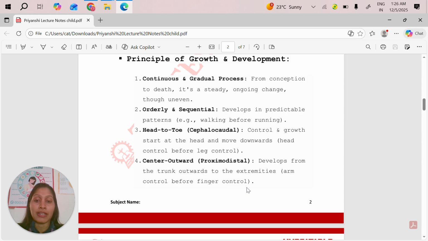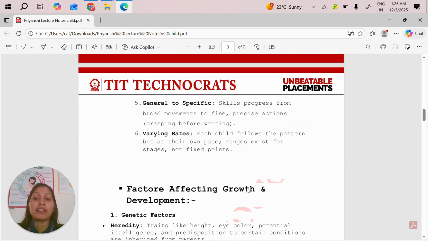And fourth is center outward, it's called proximodistal. Develops from the trunk outwards to the extremities. Arm control before finger control. Then fifth is general to specific. Skills progress from broad movements to fine, precise actions, like grasping before writing. And sixth is varying rates. Each child follows the pattern but at their own pace. Example, ranges exist for stages, not fixed points.